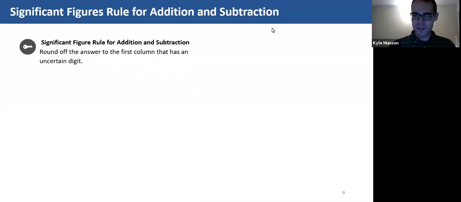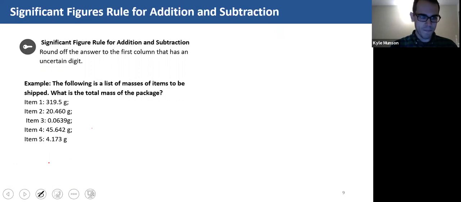Okay, here we go. Continuing on our discussion on significant figures, we're going to be talking about significant figure rules for addition and subtraction in this video. For addition and subtraction, you round off the answer to the first column that has an uncertain digit. What does that mean? Let's just do an example. I think it'll become very clear.